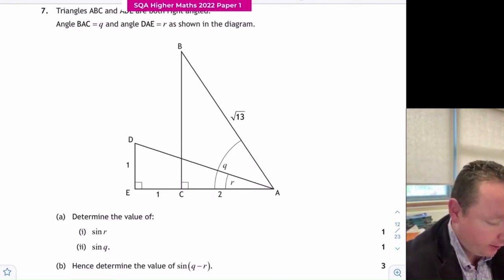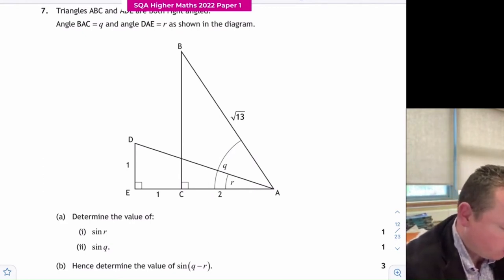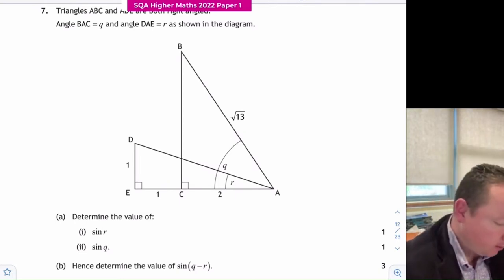SQA 2022 Higher Maths Paper 1, Question 7. Triangles ABC and ADE both have right angles. It tells us that angle BAC equals Q and DAE equals R, as shown in the diagram. Calculate sine R, sine Q.